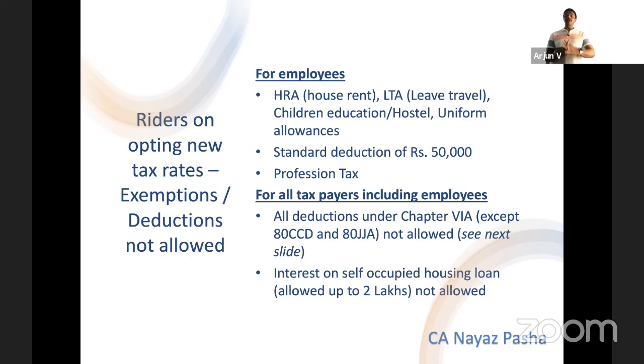Every employee, irrespective of his quantum of salary, is given a 50,000 standard deduction to meet his regular employment expenditure, irrespective of whether he spends this or not. It's a flat expenditure given for all the employees. You opt for new rate, this 50,000 is not permitted to be claimed.